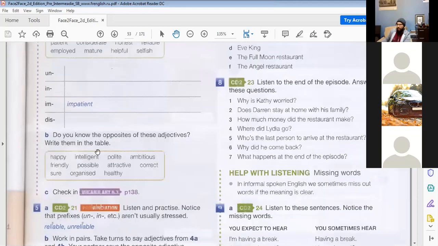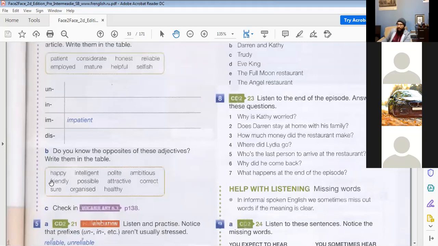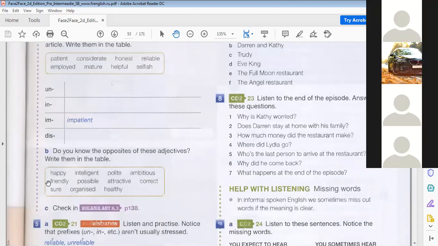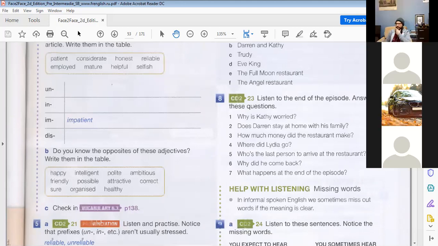So I'm going to say the adjective and I'd like you to give me the opposite. So happy. Sad, or unhappy. You can also say unhappy. Sad is correct, but if we want to use a prefix, we can just say unhappy. Happy, unhappy. Intelligent. Stupid. Stupid is correct.